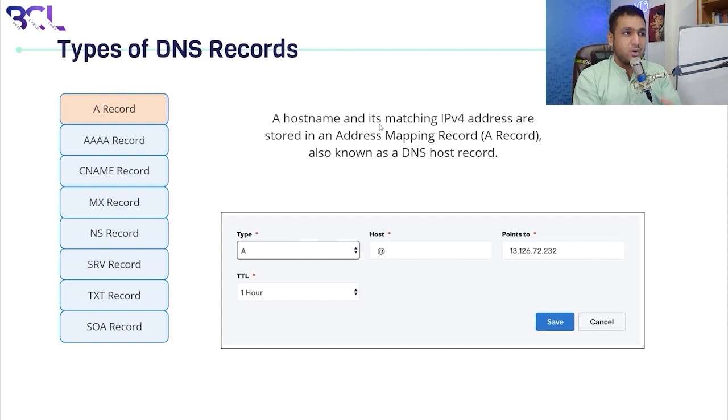Okay, so in an A record, a host name and its matching IPv4 address are stored in an address mapping record, also known as the DNS host record. So the host name and its IP address is stored in this record, okay? So if you have a domain, let's say akashsharma.com, then the record of its IP address is going to be stored in this A record. That is the address mapping record. By the way, these screenshots are from GoDaddy, just if somebody is curious.